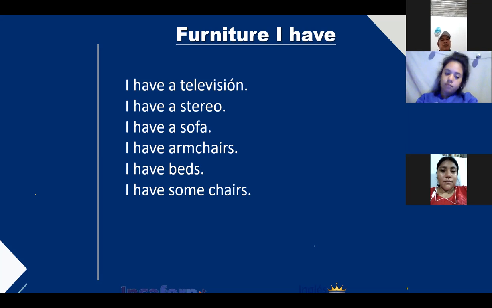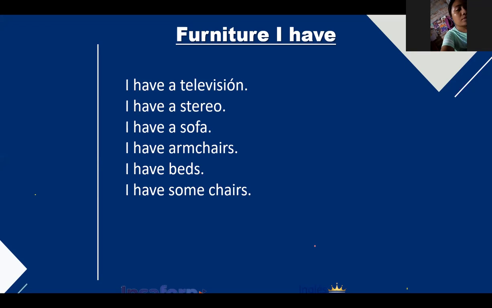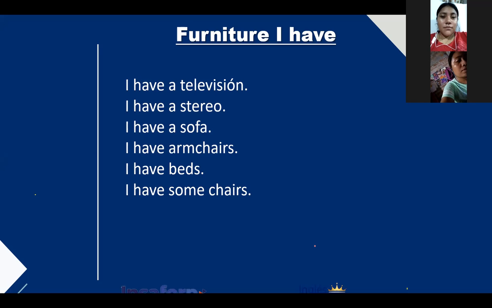Catherine Giselle, can you help me, please? Yes. Okay. I have a television. I have a stereo. I have a sofa. I have armchairs. I have beds. I have some chairs. Thank you. Let's see someone more. Michelle Aguilar, can you help me, please, reading these sentences? I have a television. I have a stereo. I have a sofa, I have armchairs, I have a bed, I have some chairs.